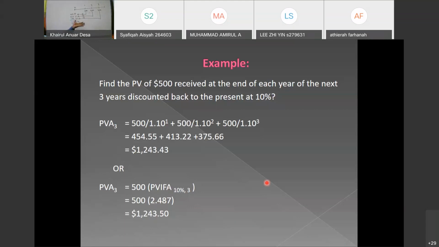This is the diagram, or when we transform the question into timeline. All right. Any question? How about the table? Okay, let's see the table.